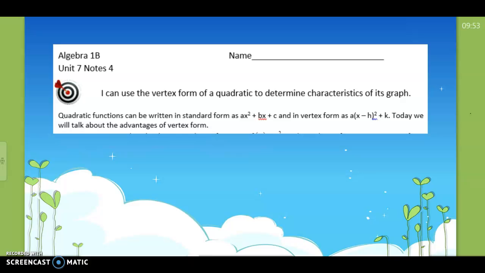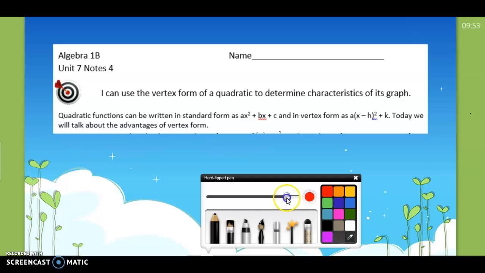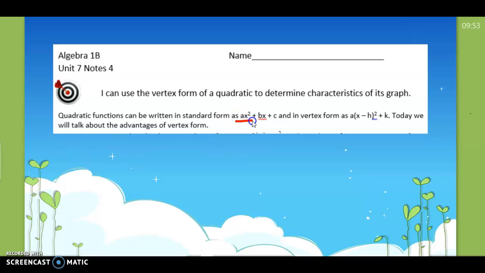So our learning target for today will be able to use vertex form of a quadratic to determine the characteristics of its graph. Now, quadratics we can see in standard form, and that's what we've been most used to. Just that standard form where it's x squared plus bx plus c, but there's another way to write it, which is vertex form, and vertex form writes it like this. Now let's know that vertex is just another word for the turning point. And we've talked about that a little bit lately, where it's the part of the U shape that changes it from one direction to another.